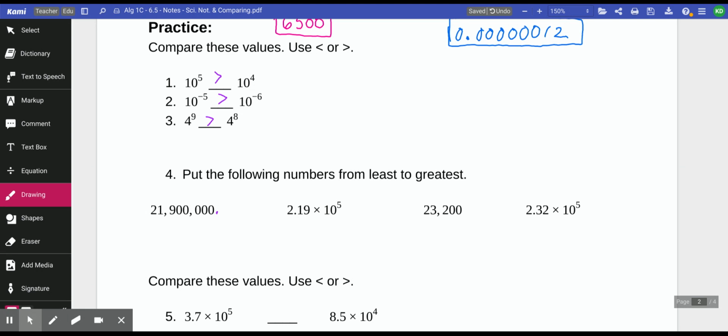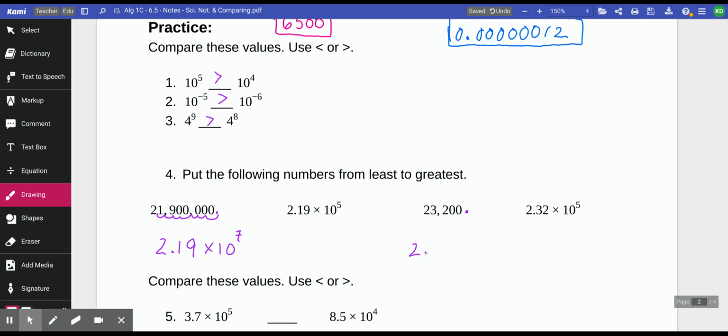So that means I'm going to move this decimal point. So it's going to go between the 2 and the 1. So we're going to get 2.19. We know that. And now we just have to see how many times I have to move this. So we're going to go 1, 2, 3, 4, 5, 6, 7. 7 times.